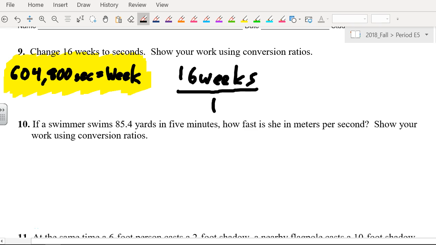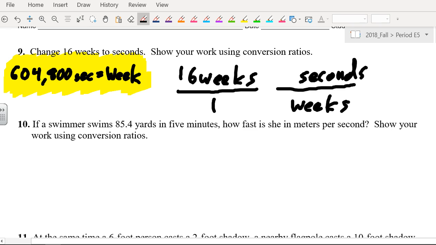Yeah. And then we need to cancel out what? Weeks. So weeks goes in the denominator, and then seconds goes on top. Now once we have our units, then we can make these equal to each other. So where do I write that big number? In the numerator or denominator? Numerator, right? Because 604,800 seconds equals 1 week.